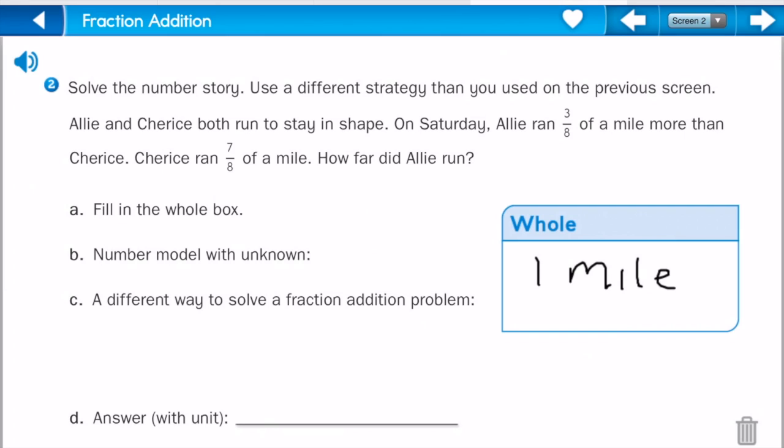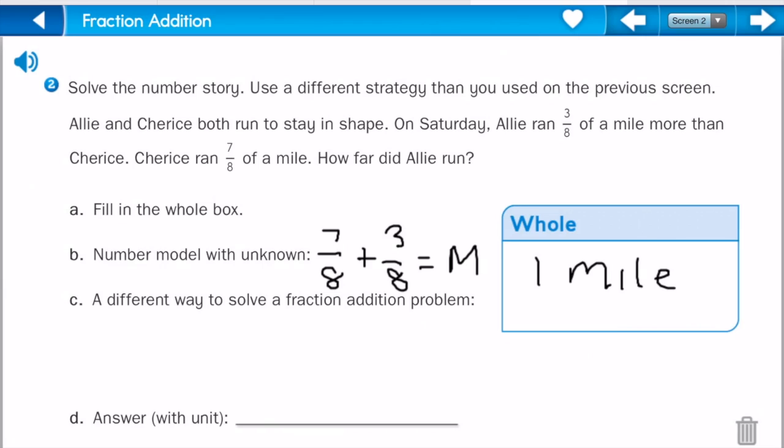So I'm going to go ahead and write that Charisse ran 7/8 and Allie ran more. So I know that I'm going to be adding, because I see the word more, 3/8 more. And that will equal our unknown, and I'm going to write an M for our unknown for mile.